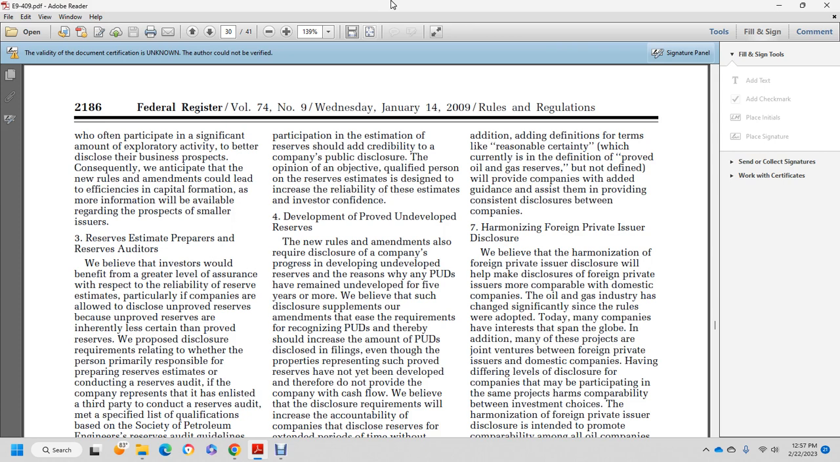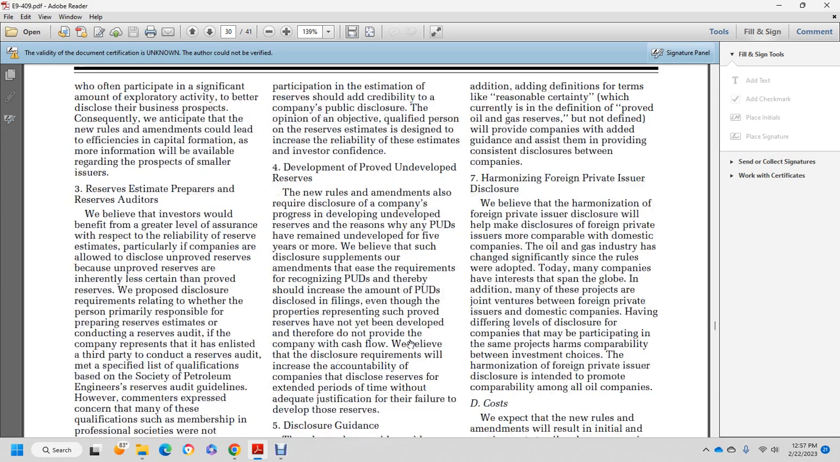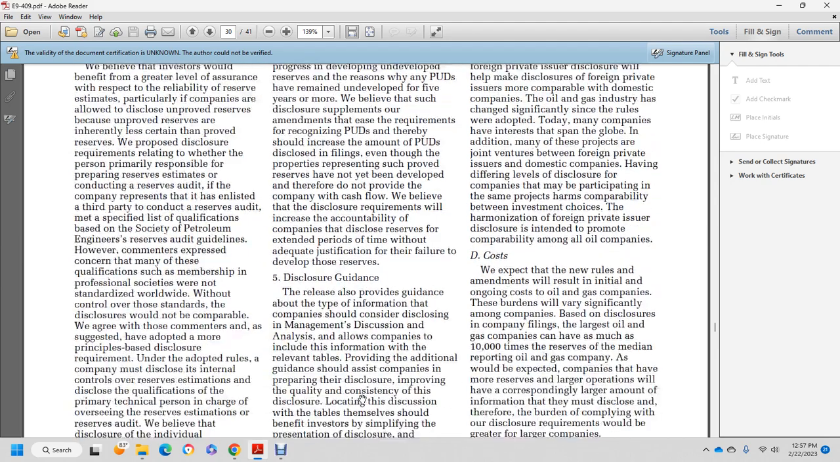4. Development of proved undeveloped reserves. The new rule and amendments require the company to disclose its program to develop the proved undeveloped reserves, and the reasons if proved undeveloped reserves have remained undeveloped for 5 or more years. This disclosure supplements the amendments that ease the requirements for proved undeveloped reserves and should increase the amount of proved undeveloped disclosure in filings, even though the properties representing them have reserves that have not been developed and therefore do not provide the company with cash flow. The disclosure requirements will increase the accountability of the company for holding reserves for an extended period of time without adequate justification for failure to develop them.